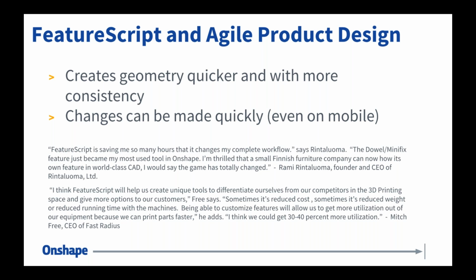That's just one example. Another example: "I think FeatureScript will help us create unique tools to differentiate ourselves from our competitors in the 3D printing space." And that's one area that's worth mentioning. If you're designing a certain product and you have competition that designs a very similar product, you have a distinct competitive advantage if you can create things in a faster fashion, period. And a lot of that has to do with the design process. If you can create a smoother workflow for your design process that eliminates a lot of that tedious headache, you can get products out faster and iterate faster. And that's really what agile product design is all about.